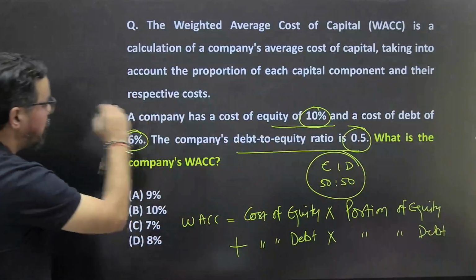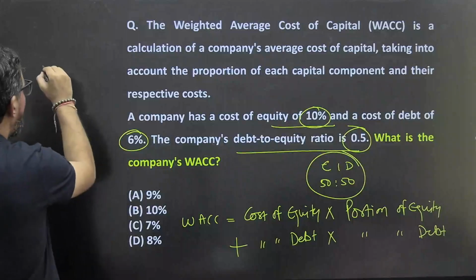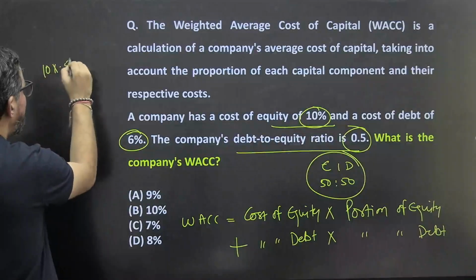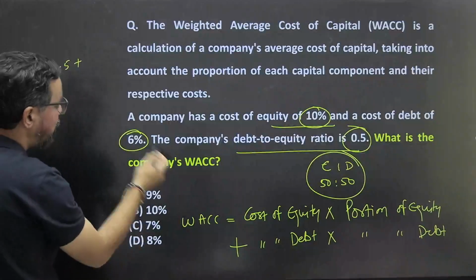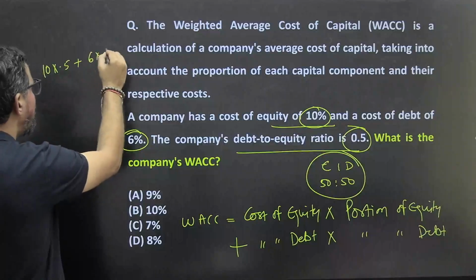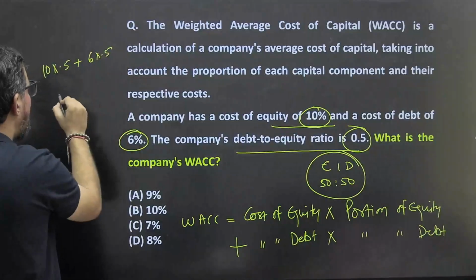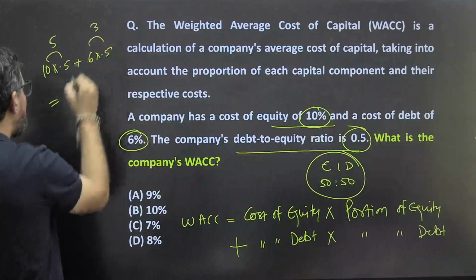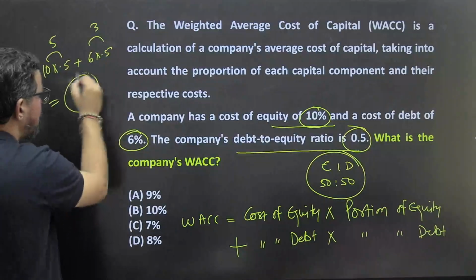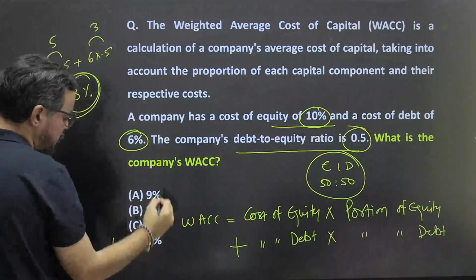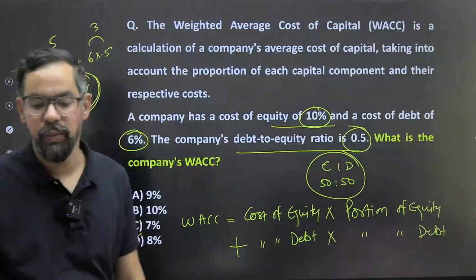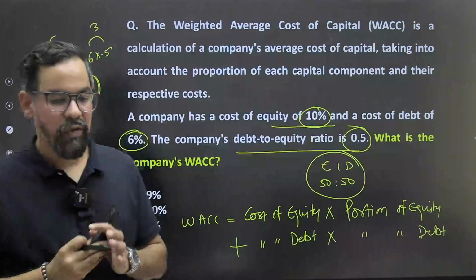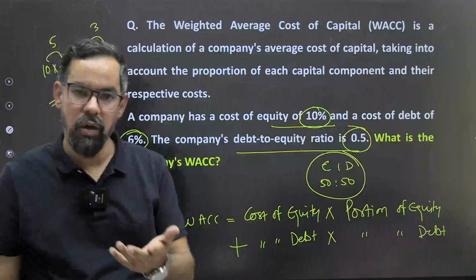See, cost of equity is 10% into 0.5, plus cost of debt is 6% into 0.5. So this becomes 5 and this becomes 3. So 8% is the answer for this question. So D will be the right answer for this one. Now if they ask this question, it is for 1 mark.